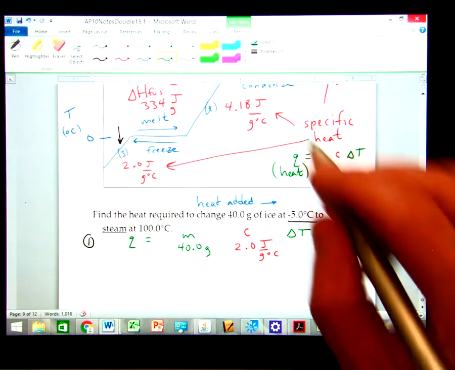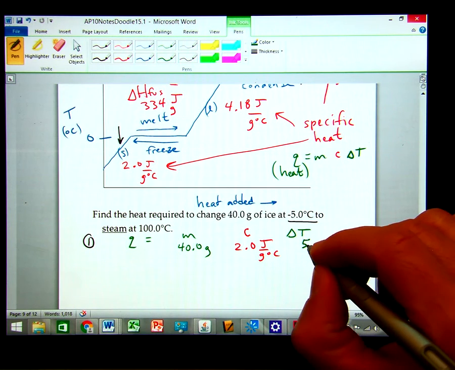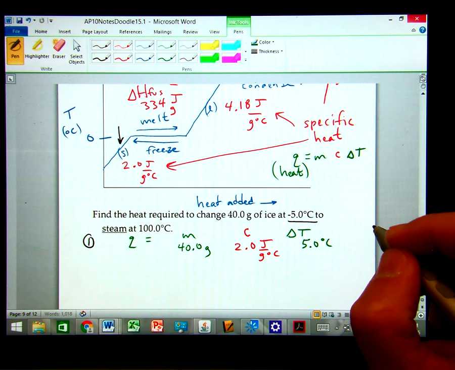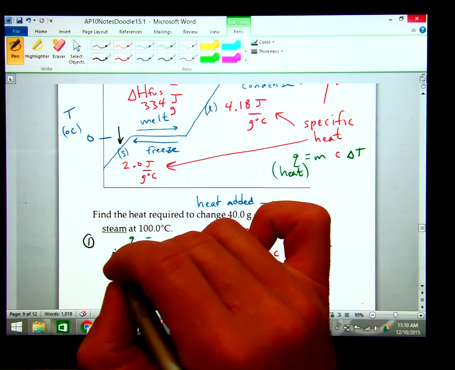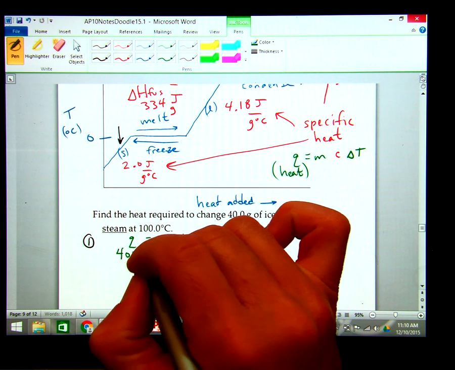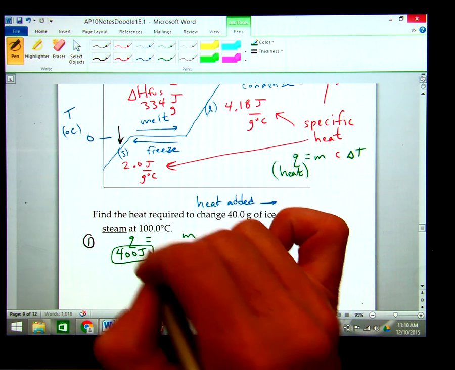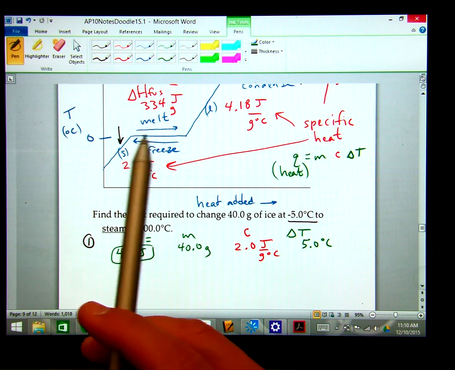So 5.0 degrees Celsius, and when you do the math for that, you're going to get 400 joules as your heat for zone 1. Okay, so now you've done zone 1. Now we're going to move to zone 2.